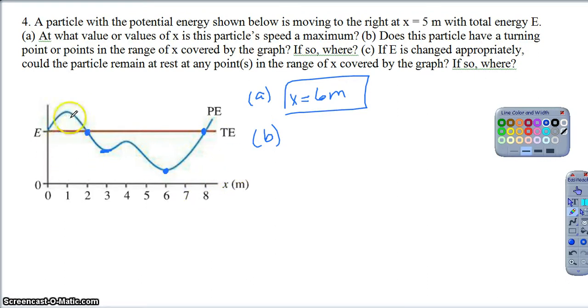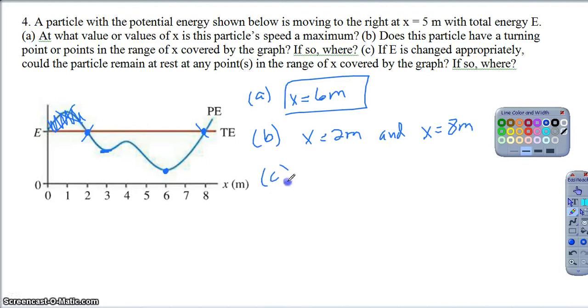If I actually look from 0 to 2 meters, I never actually make it into that range because it's not possible for me to have more potential energy than I have energy, right? So this part of the graph is actually insignificant physically for us. So the turning points again are at 2 and at 8 meters. So at x equals 2 meters and at x equals 8. So I've got those to work with.